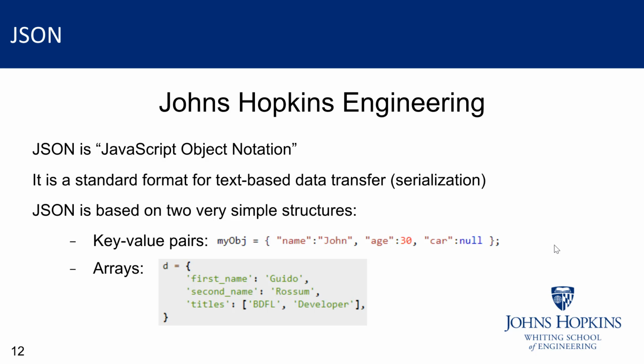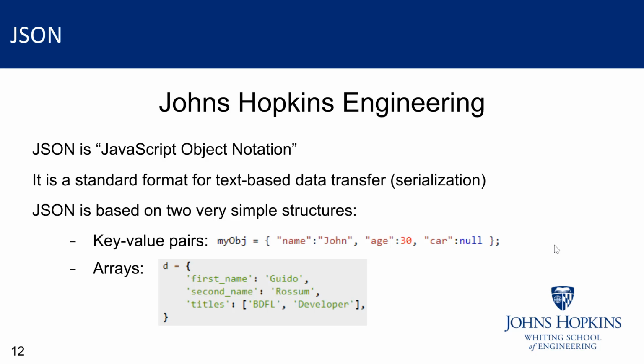The other thing that JSON is based on are arrays. You can see here in the example below, we have something called D. And D is, again, a dictionary. It has three key value pairs. The first one is first name, the second one is second name, and the third one is called titles. In this case, this guy Guido van Rossum could potentially have multiple titles. So the key is titles, but the value is actually an array of values.